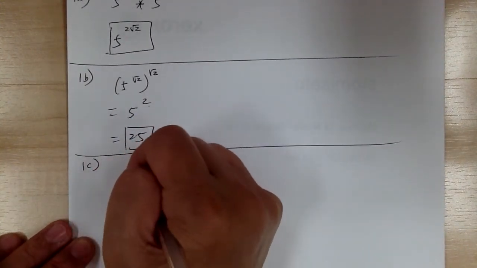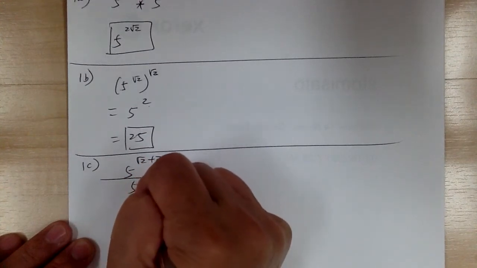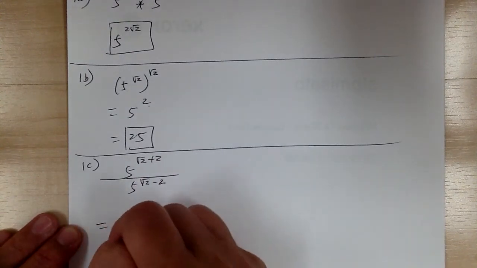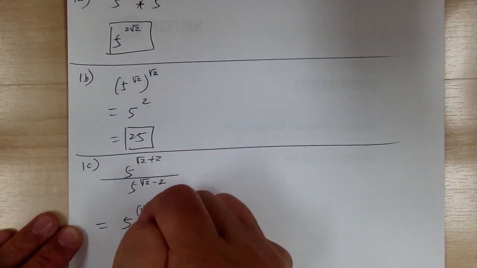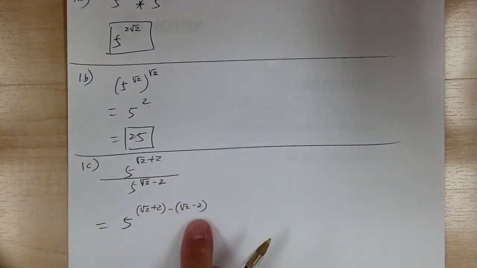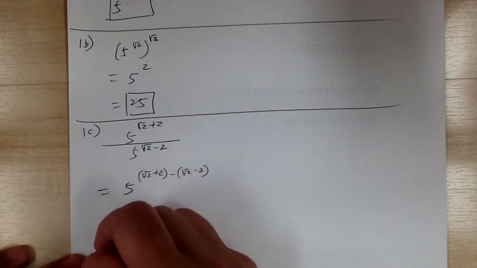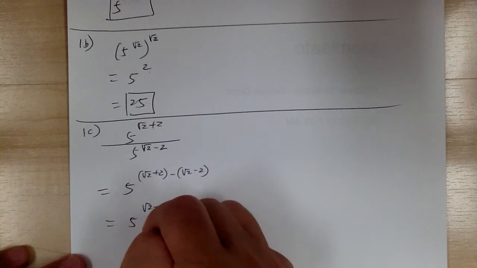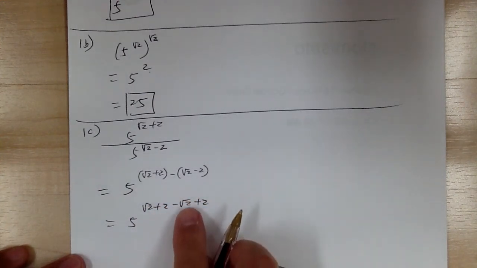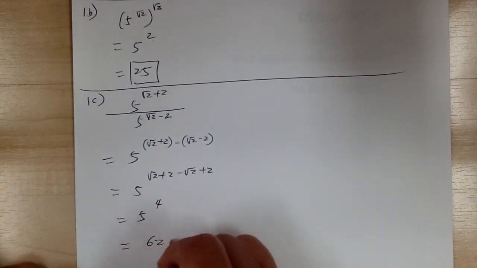And 1c, okay, you have 5 to the square root of 2 plus 2, divided by 5 to the square root of 2 minus 2. Okay, so you have to apply the quotient rule. So this becomes 5 to the, you're going to get, square root of 2 plus 2 minus, square root of 2 minus 2, right? So again, I do additional steps so you can see what I'm doing. So you have to kind of distribute out. So this is equal to 5 to the square root of 2 plus 2 minus square root of 2 plus 2. And so this will cancel out. So this is equal to 5 to the 4. And so this will equal 625.